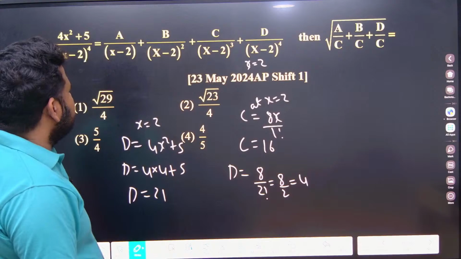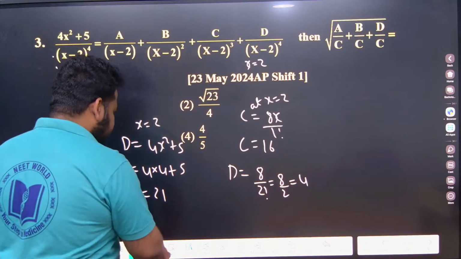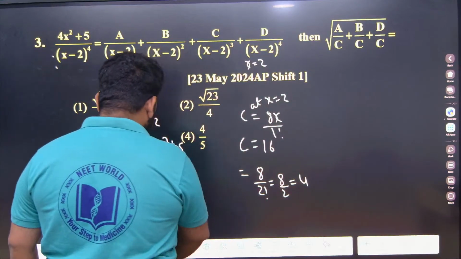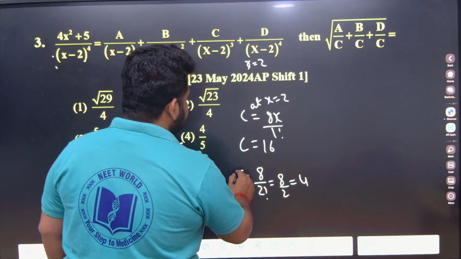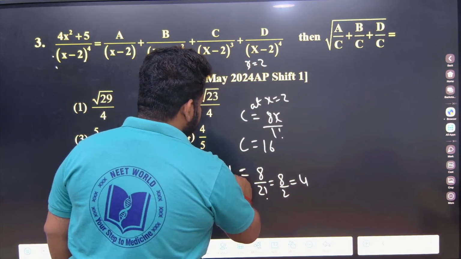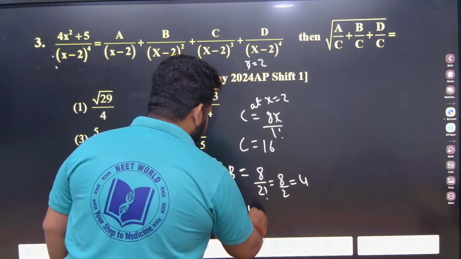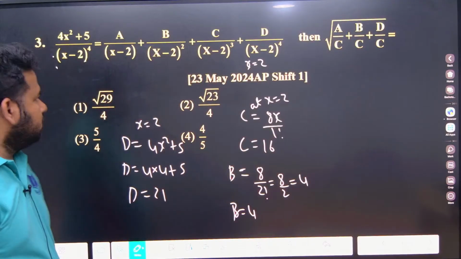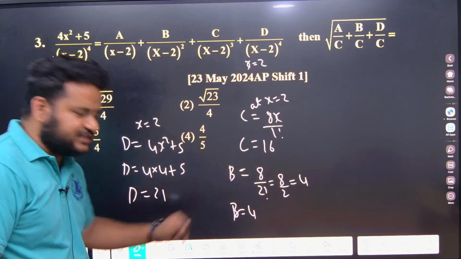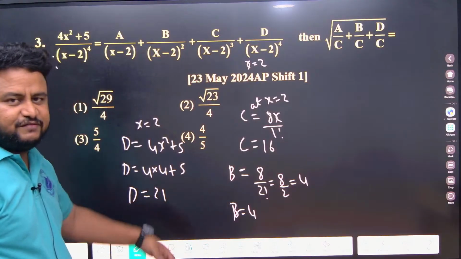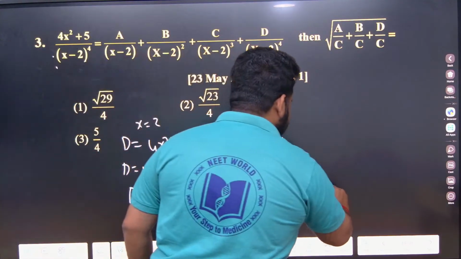Sorry, not the d value, I will get it as the b value. So the b value I will get as 4. Now if I want a, I should differentiate this. This is already a constant. If I differentiate, I will get the a value as 0.